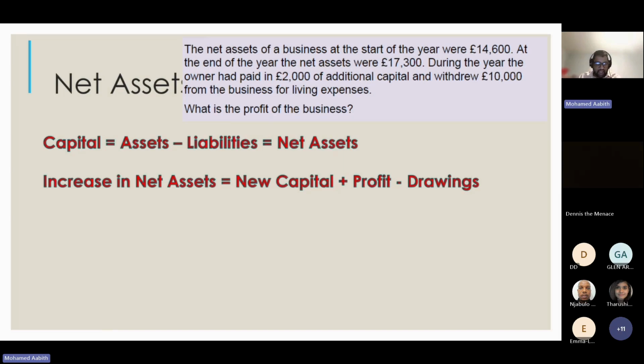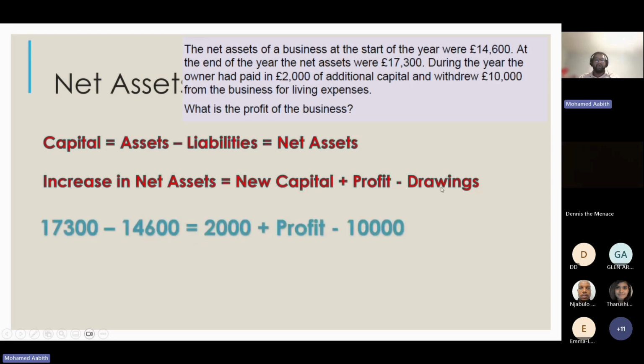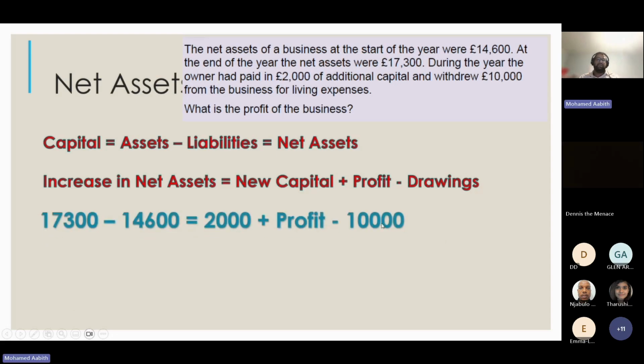So let's say here, if I'm going to substitute these numbers in this scenario into this formula. The net asset increase is how much? It is 17,300 minus 14,600. It's going to be 2,700. That will be equal to 2,000 pounds capital plus profit minus 10,000 pounds, which is the drawings there.